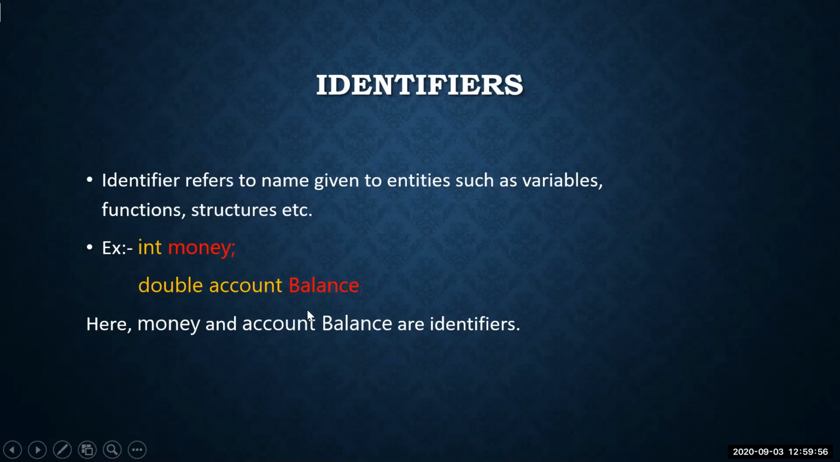Let's take another example. double account balance. Here double is a keyword. As we discussed, there is a list of keywords. So double is a keyword. Here account balance is a variable name, which we also call an identifier. So here money and account balance are identifiers. So this is the basic concept of identifiers and keywords.